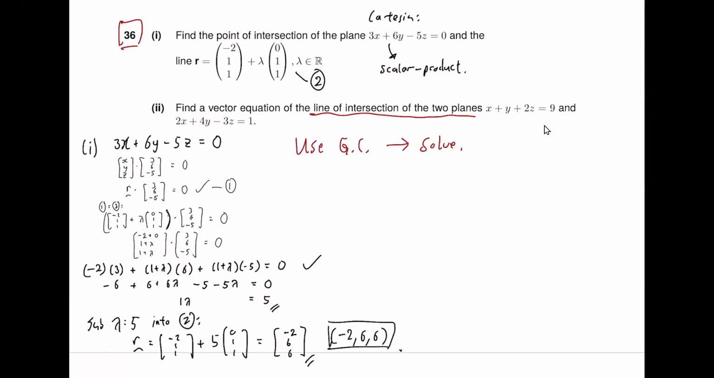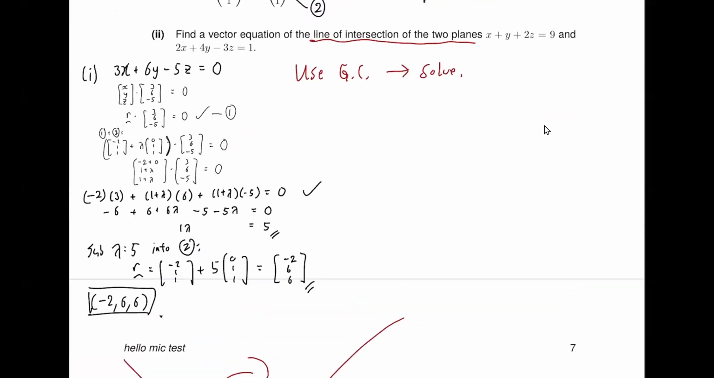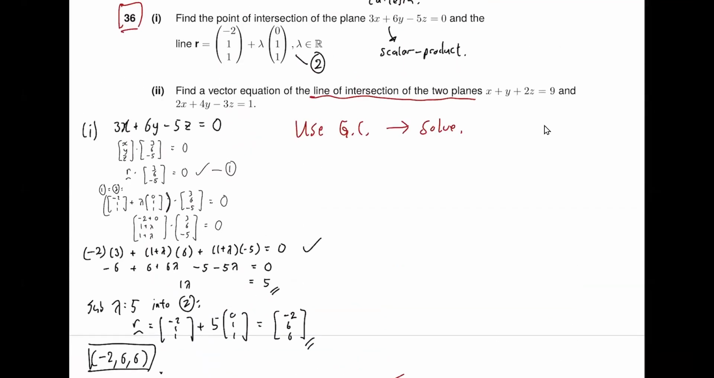Part 2 is totally unrelated to part 1. Let's move on to part 2. For part 2, find a vector equation of the line of intersection of the 2 planes. This is the first plane, that's the second plane. How we do it is we use a GC.